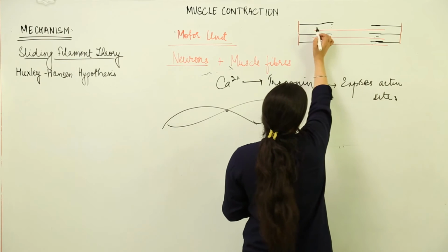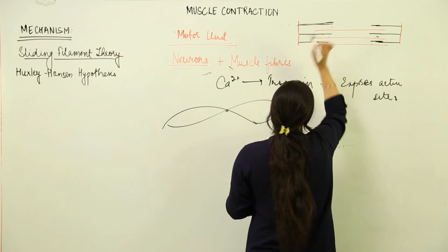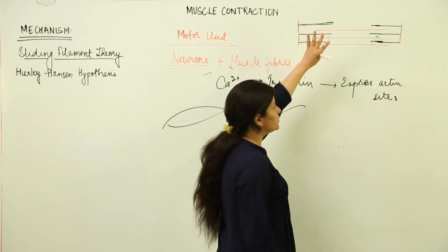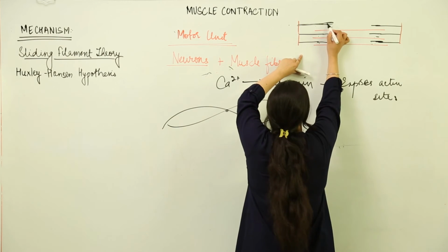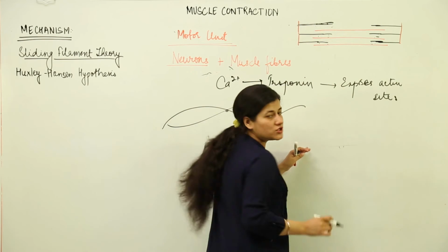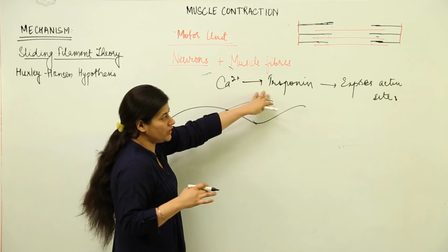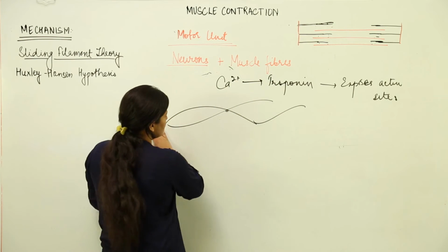Now, we are talking about actin proteins over here. We are talking about actin that is present over here. What would happen is that over here a few sites would be exposed, because calcium goes and binds with troponin and exposes the sites. Now, what happens in the meantime?